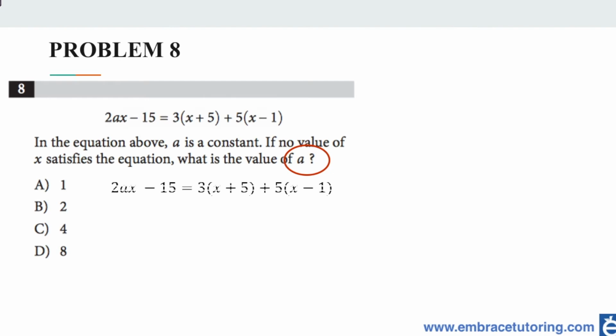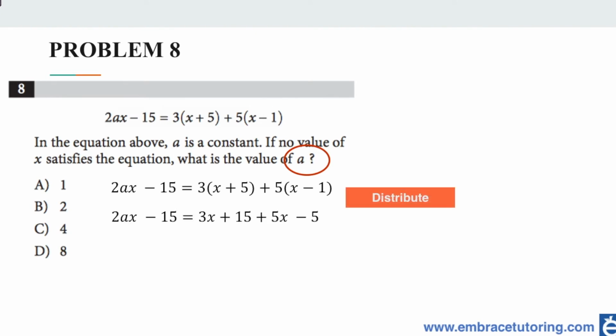So what I want to do is rewrite my equation, and then distribute. And when I distribute this, I will end up getting 2ax minus 15 equals 3x plus 15 plus 5x minus 5. And now I can combine my like terms, and I will get 2ax minus 15 equals 8x plus 10. And notice this is the major point here, where it says if no value of x satisfies the equation above.